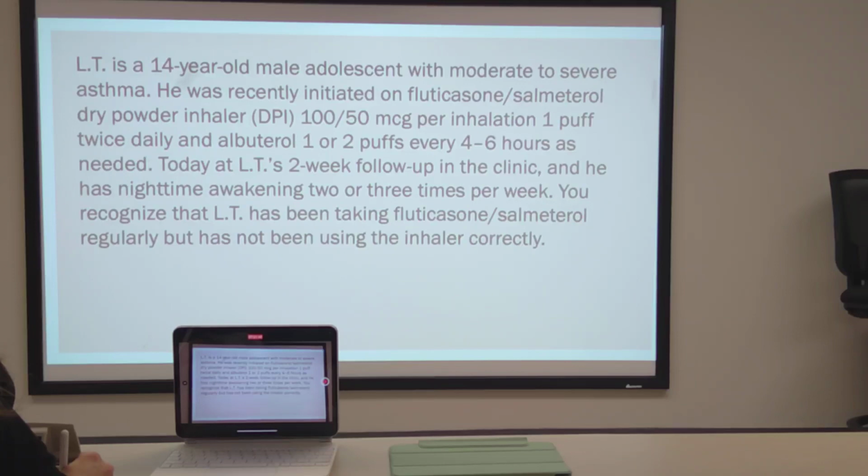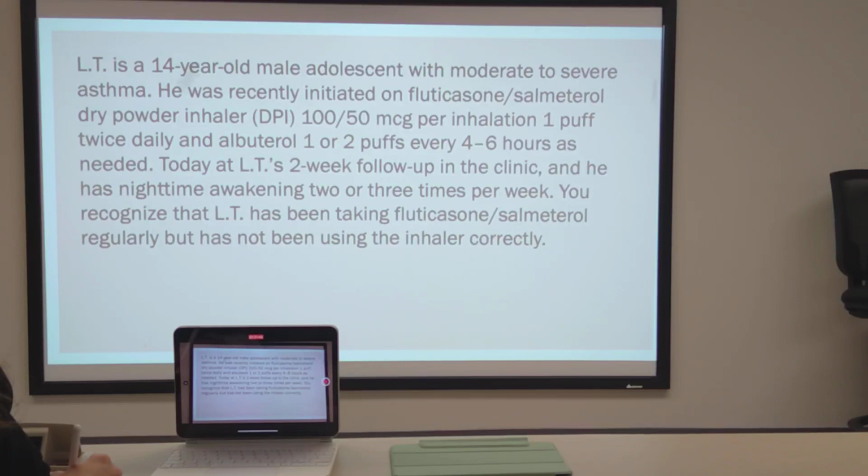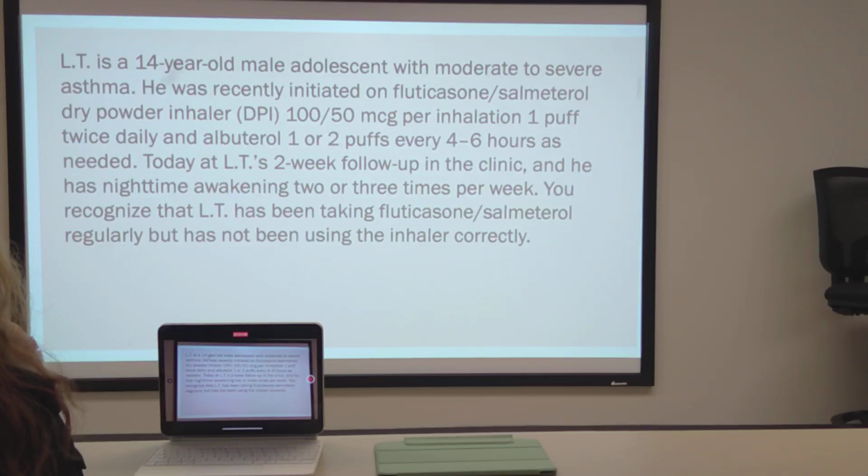Okay, so we have a question here. LT is a 14-year-old male adolescent with moderate to severe asthma. He was recently initiated on fluticasone, salmeterol dry powder inhaler, 100/50 micrograms for inhalation, one puff twice daily, and then albuterol, one or two puffs every 4 to 6 hours as needed.